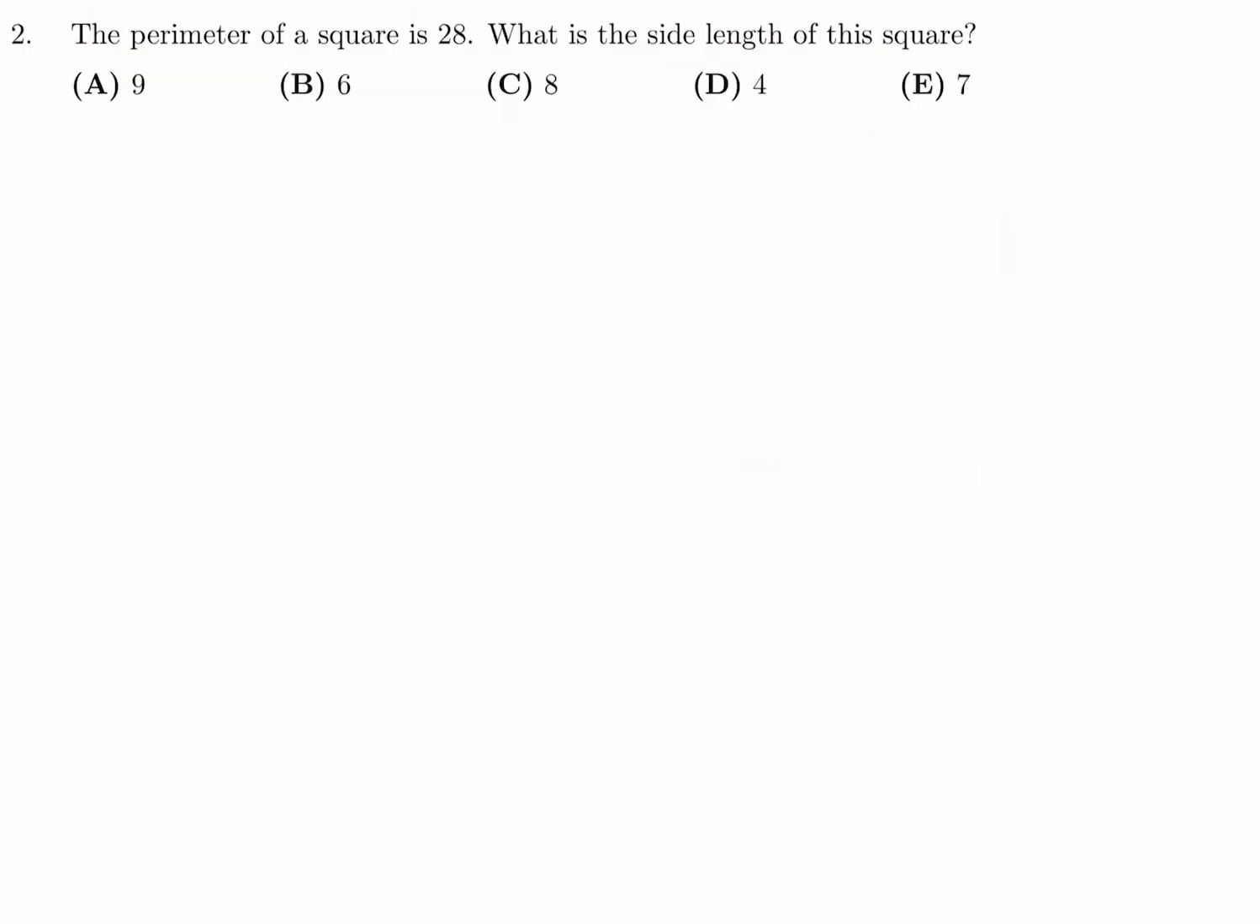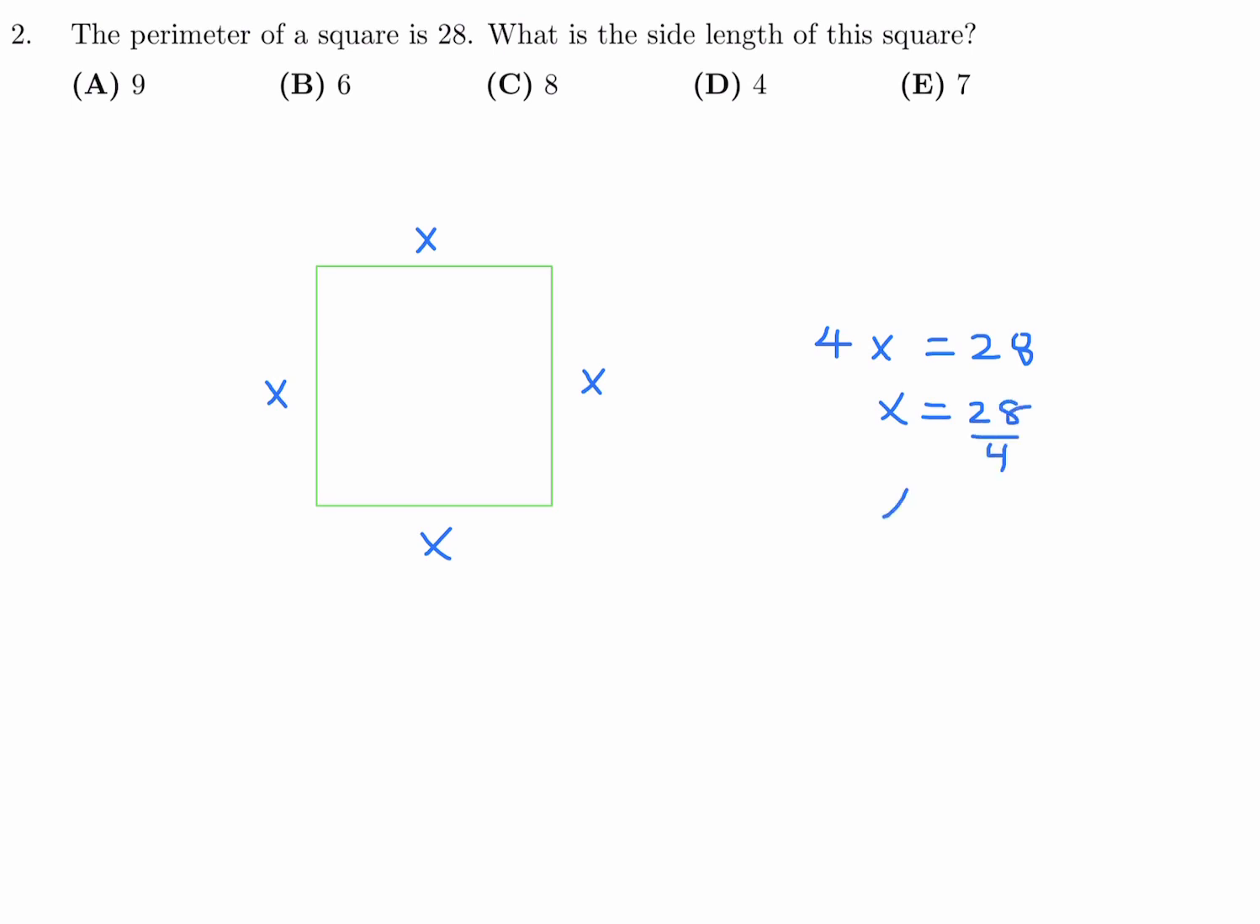The perimeter of a square is 28. What is the side length of the square? So we've got a square, and they're saying the perimeter is 28. So the side length obviously is going to be the same, so I'll denote it as x. So therefore 4x is equal to 28. So x will be 28 divided by 4, and that is 7. So number 2, the answer is E.